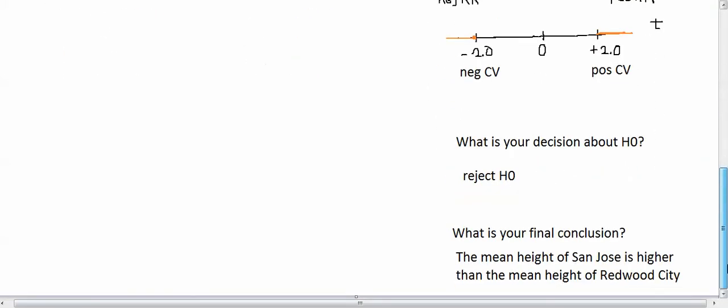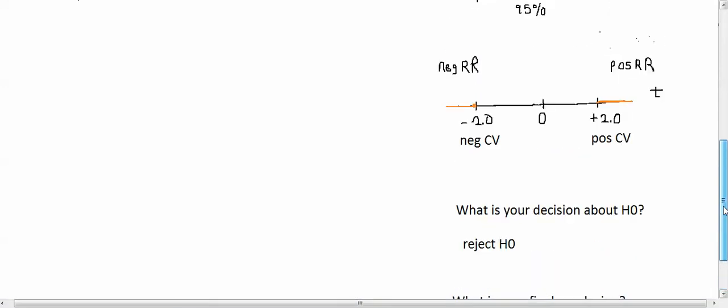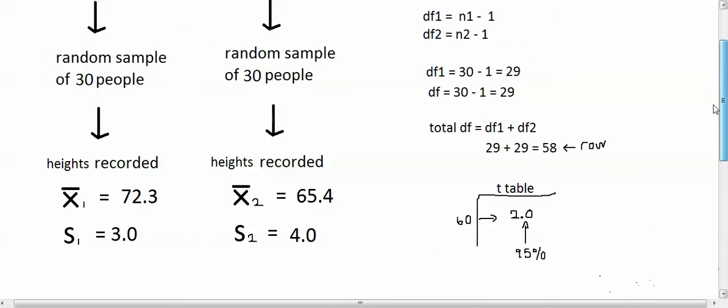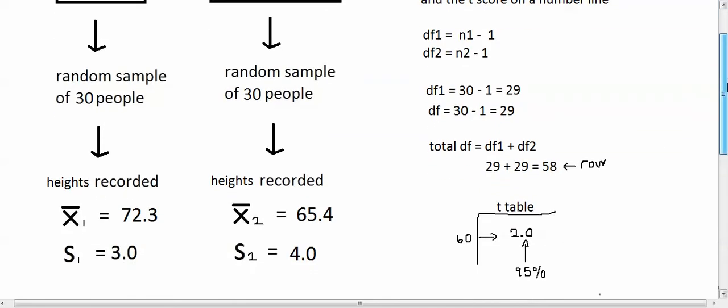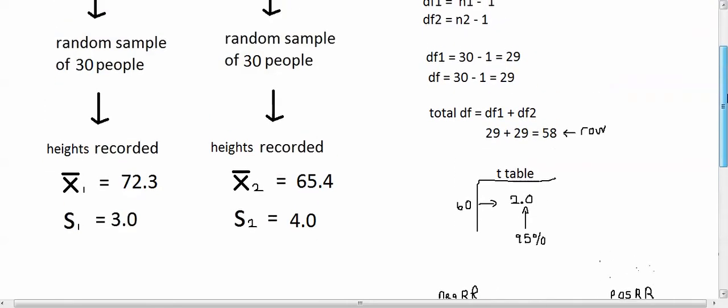And that's all you have to do for these three problems. You have to write out the null hypothesis and the alternative hypothesis. You have to calculate the t-score. You have to find out which row you're going to in the table to get the critical value. The row is just 2 less than the total sample size.